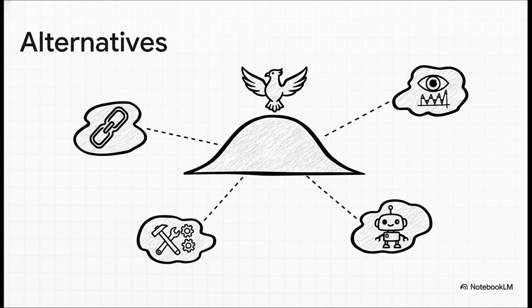And speaking of alternatives, it's always smart to know the landscape. Besides Phoenix, you've got Langsmith for the LangChain world, LangFuse, which is more of a general-purpose LLM observability tool, and AgentOps, which is hyper-focused on monitoring AI agents. And of course, there's always the option to build your own custom solution if your needs are truly unique.